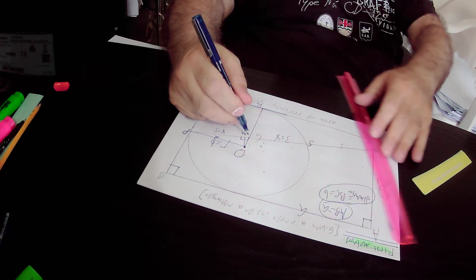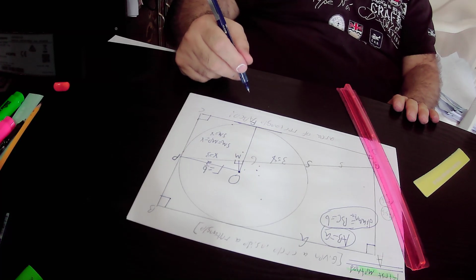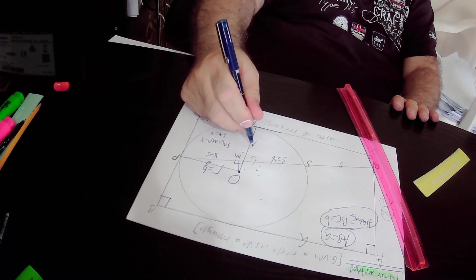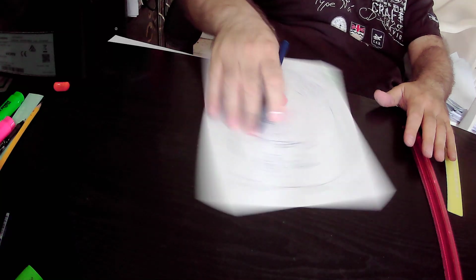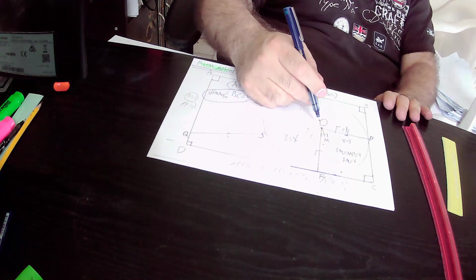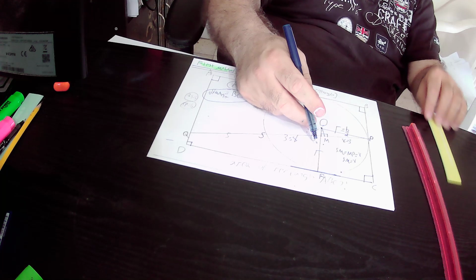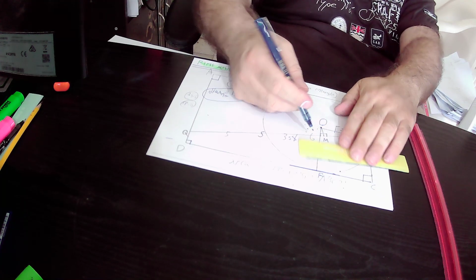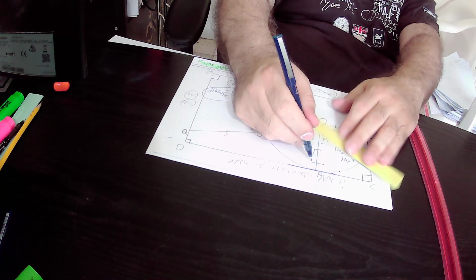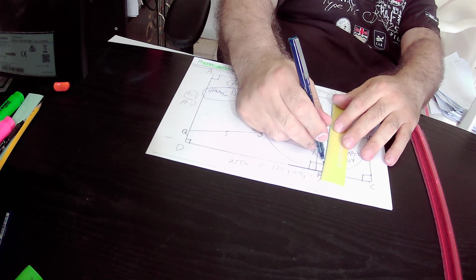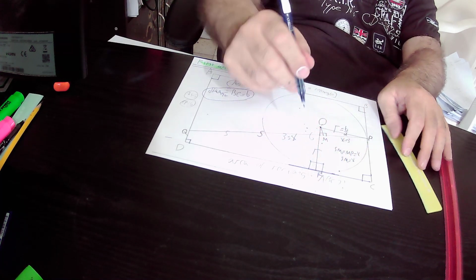Point O is the center of the circle. Point F is the point on the circle itself, therefore OF is the radius of the circle, that is equal to R. According to rule number 1, we have here the radius OF that is drawn to the point of tangency. Therefore, this angle will be equal to 90 degrees, and this angle will also be equal to 90 degrees according to rule number 1.